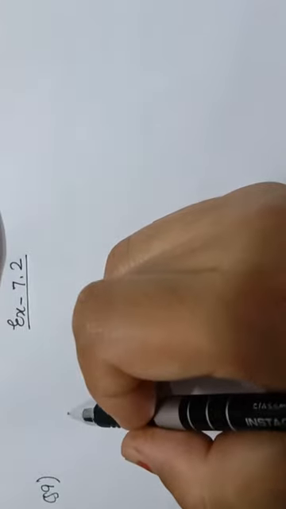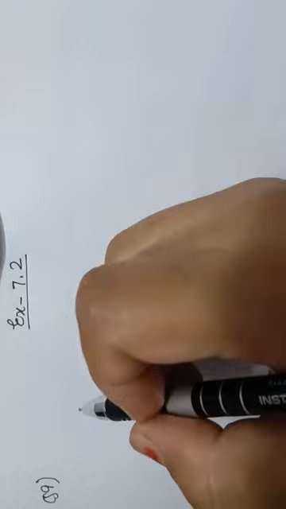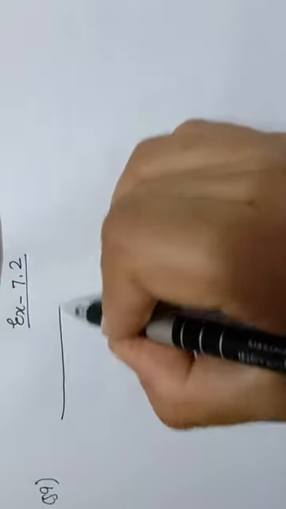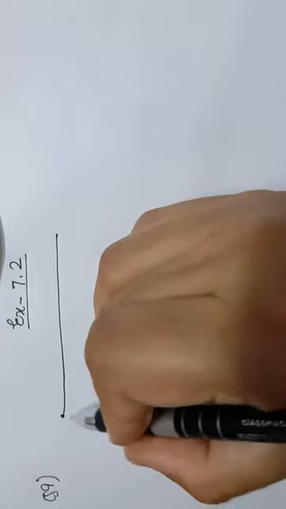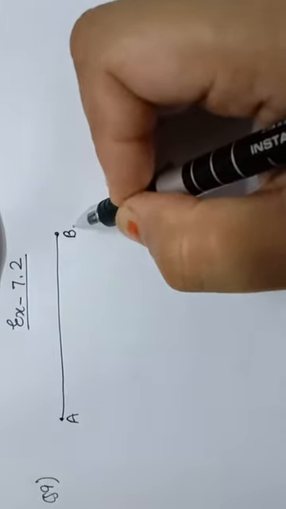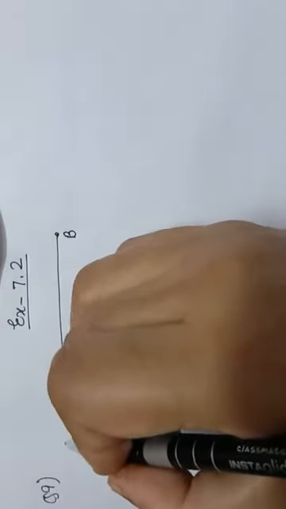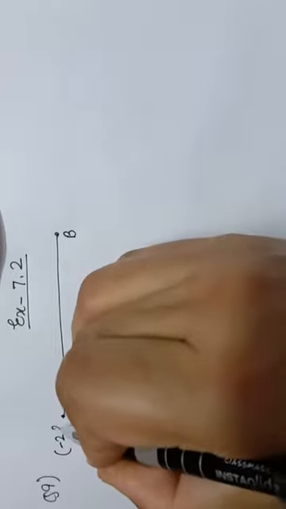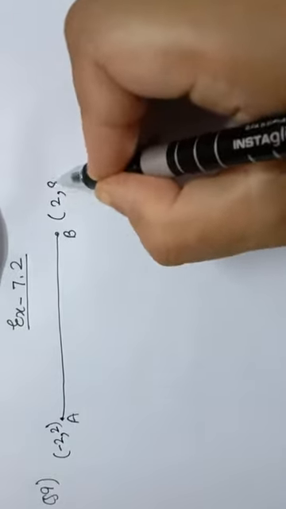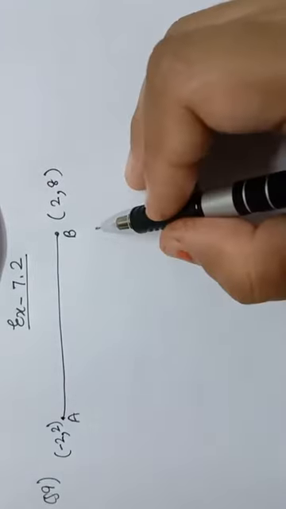Question 9 of exercise 7.2 says: find the coordinates of the points which divide the line segment. One line segment is given to us and we have to divide it into 4 equal parts. The coordinates of A are (-2, 2) and the coordinates of B are (2, 8). We have to divide this line into 4 equal parts.